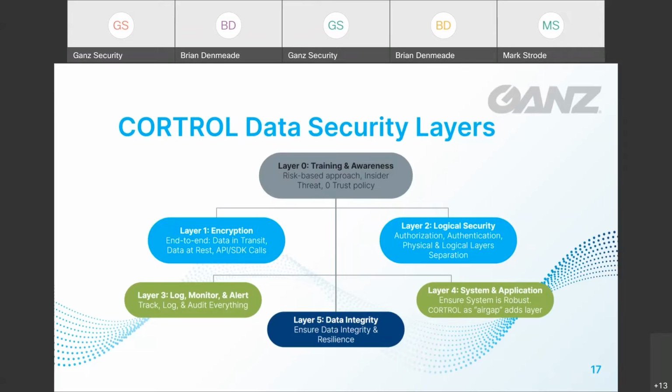Layer two, logical security. This is going to be your authorization, your authentication to access the devices where the data is stored. So it may be user and password to the camera. It may be user and password to the VMS. It may be user and password to the system that the VMS is running on. One of the things they want to try to do from a cybersecurity or data security perspective is to have a separation of the physical layers and the logical layers.